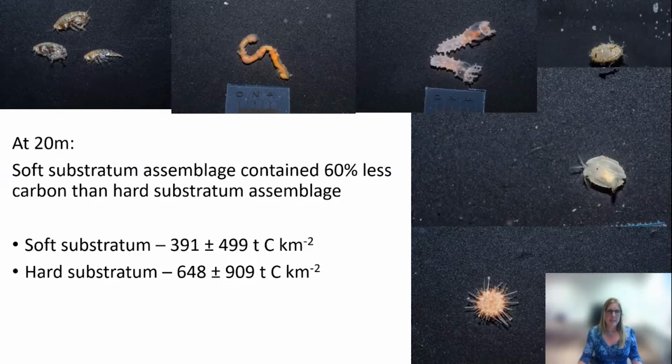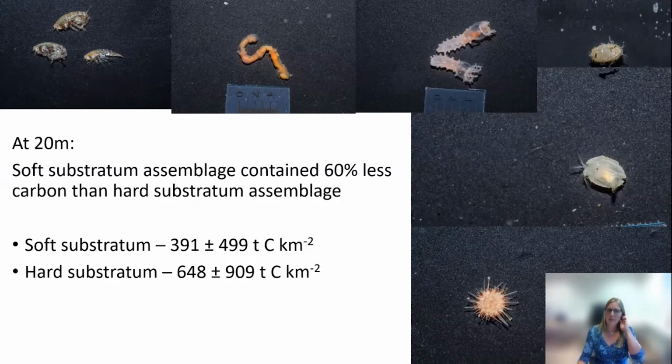So just looking at the 20-meter depth, remember, soft substratum assemblages contained 60% less carbon than hard substratum assemblages. If you have a look on this slide, you can see the large amount of carbon stored that was reported within our study.